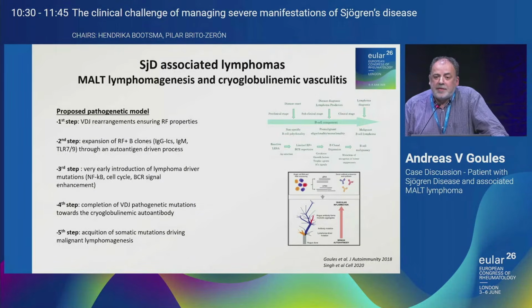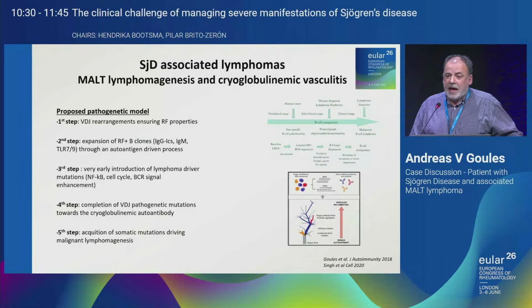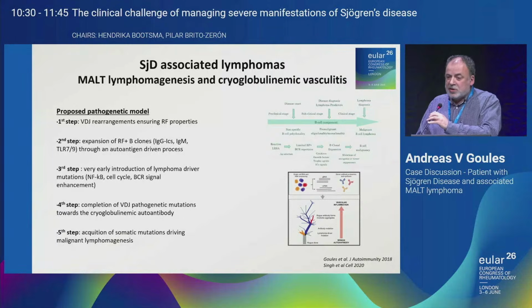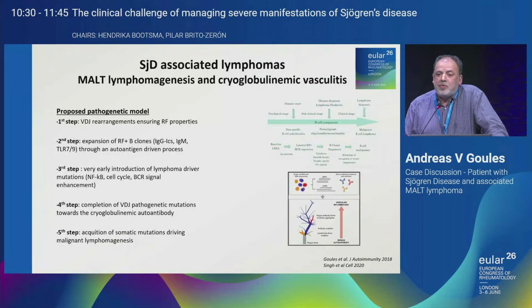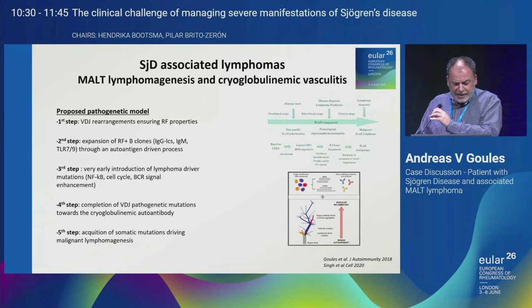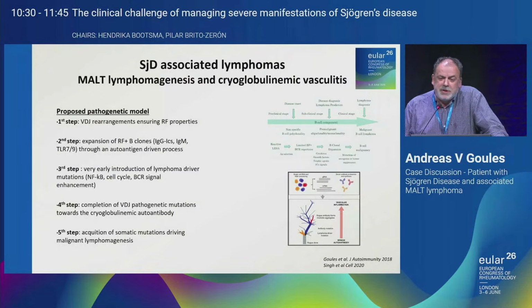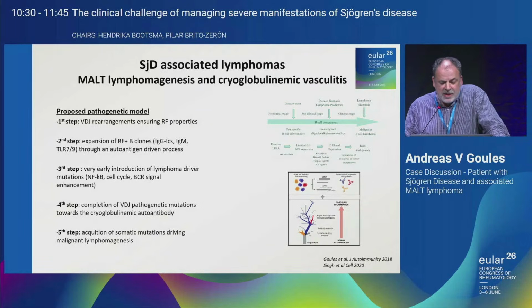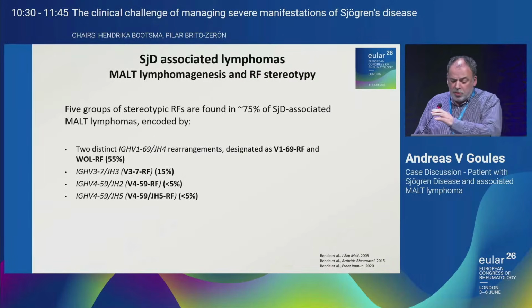A few words about MALT lymphomagenesis. It is tightly associated and linked with cryoglobulinemic vasculitis. We know that RF-positive B-cell clones at the initial stages of the disease are selected and expanded in an autoantigen-driven process through many different mechanisms. And these clones, as they expand, acquire mutations at the VDJ region to obtain the cryoglobulin properties. And some of these clones, very early, incorporate somatic mutations, and at the end, they cross the line towards malignancy. The opposite is also possible.